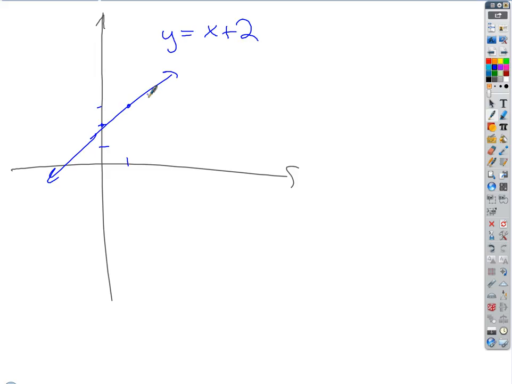For example, we have the point 0, 2. If I plug in 0 for x and 2 for y, I get a true statement, right? If I plug in 1, 3, 1 for x, 3 for y, I get a true statement. Those are convenient ones, but there's an infinite number of choices, right?